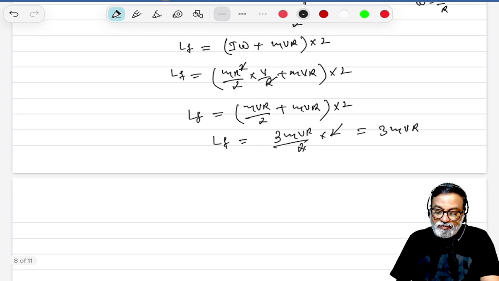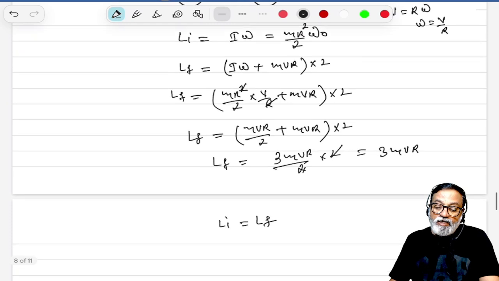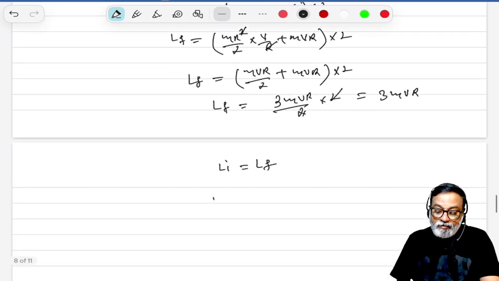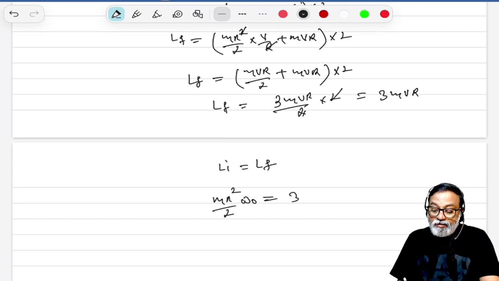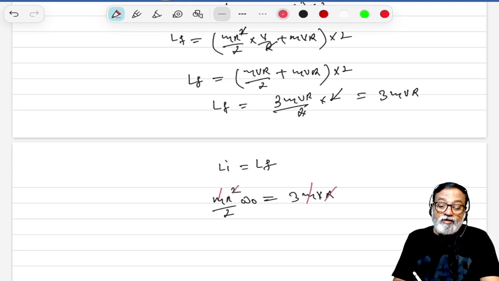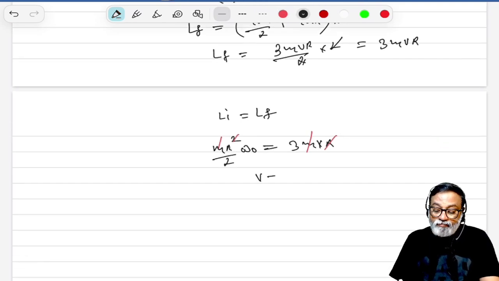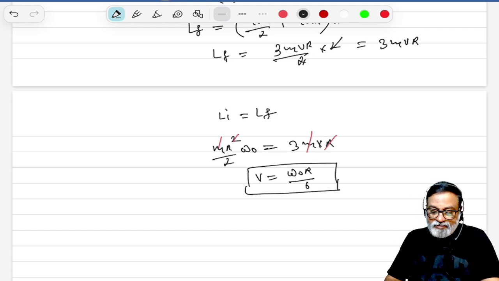Therefore, according to the law of conservation of angular momentum, L initial is equal to L final. L initial is mr square by 2 omega naught, and final is 3 mvr. See here, m gets cancelled, r square, and here V is the velocity of the center of mass of the discs. Therefore, V is equal to omega naught R by 6. This is the velocity of the center of mass of the discs.